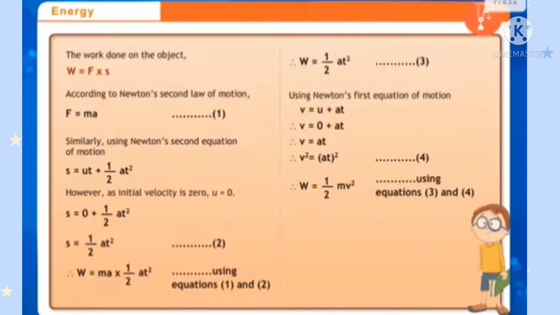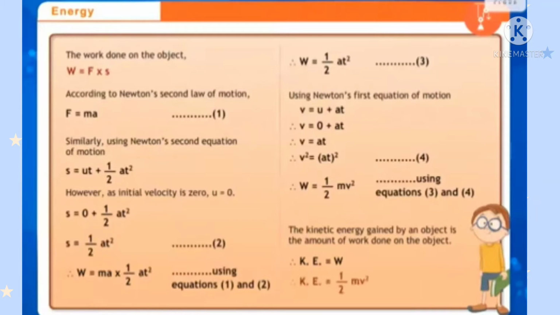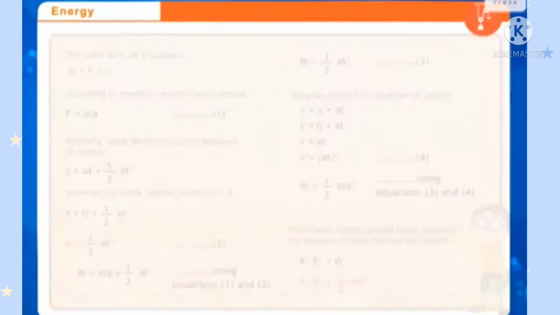We get W is equal to 1 upon 2 mv square by using equation number 4 in equation number 3. Children, therefore, the kinetic energy gained by an object is the amount of work done on the object. Therefore, kinetic energy is equal to W, that is 1 upon 2 mv square. So, this is the formula for kinetic energy. Kinetic energy is equal to 1 upon 2 mv square.